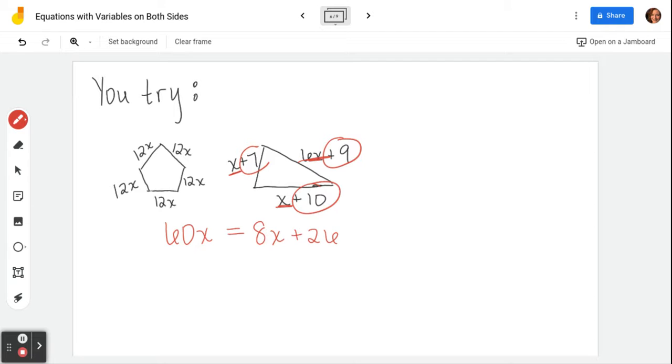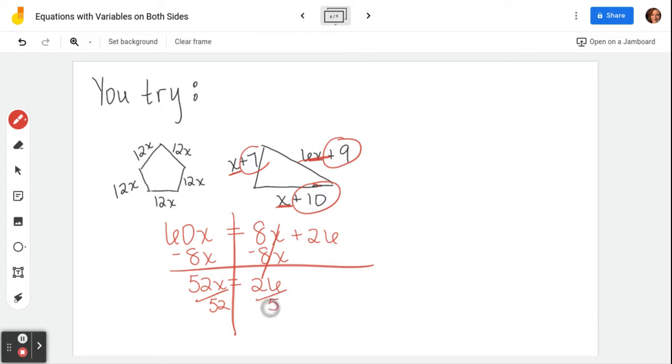Now, to get my x's together, subtracting 60x isn't going to help anything. So I'm going to subtract 8x. On the left, that gives me 52x equals 26. Now, be careful on this. You have to get rid of the number that's with the variable. It's not the 26 I've got to get rid of, it's the 52. So I'm going to divide both sides by 52.